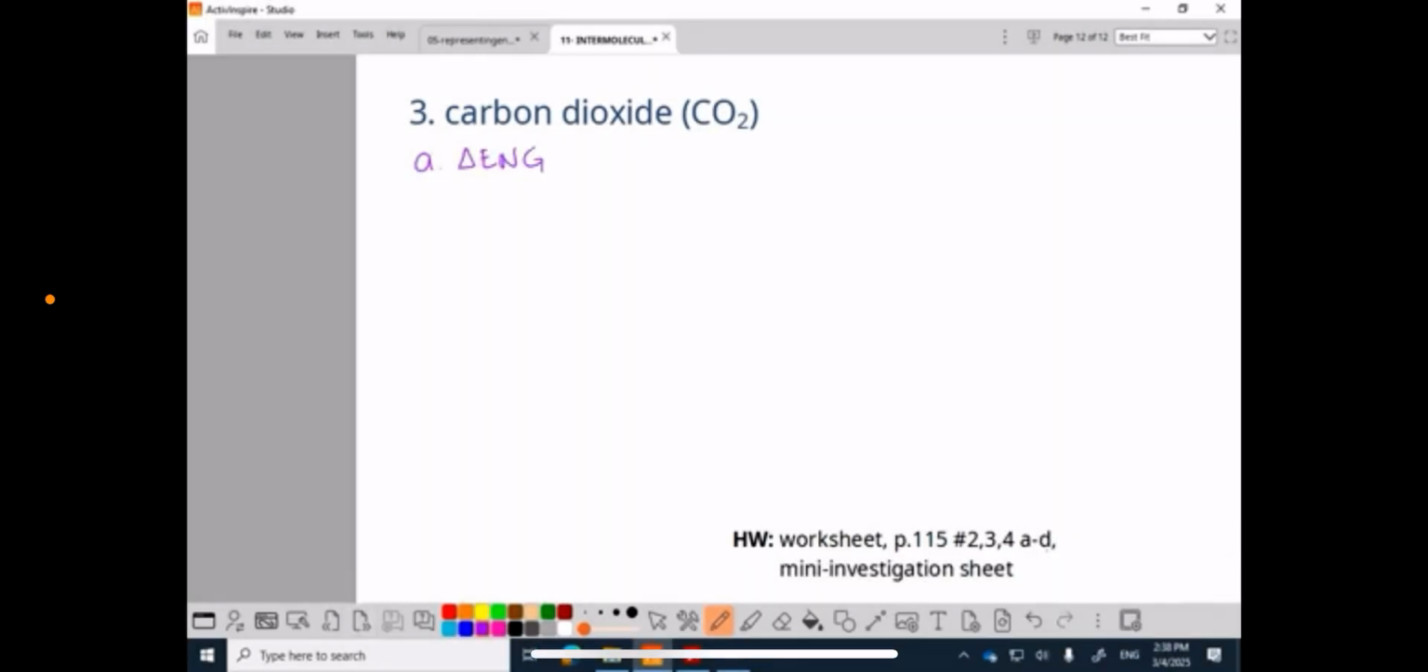Okay, and then last but not least, carbon dioxide. This one's sneaky, so watch how I draw the Lewis structure carefully, and maybe you want to use bubbles for this one. Okay, carbon's electronegativity is 2.55, oxygen's is 3.44. When you do the subtraction, it's 0.89. That is polar covalent. So yes, we're going to draw in slightly positives and slightly negatives.